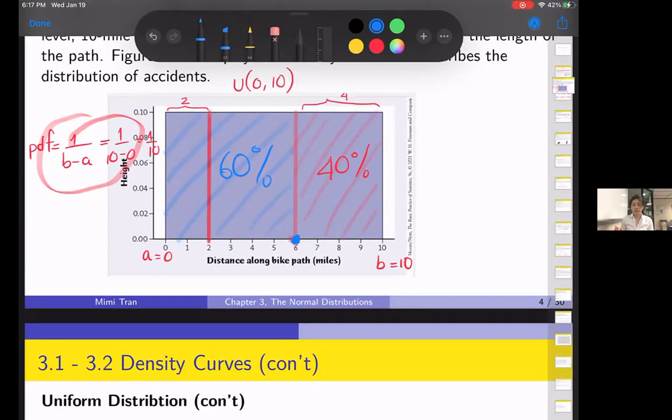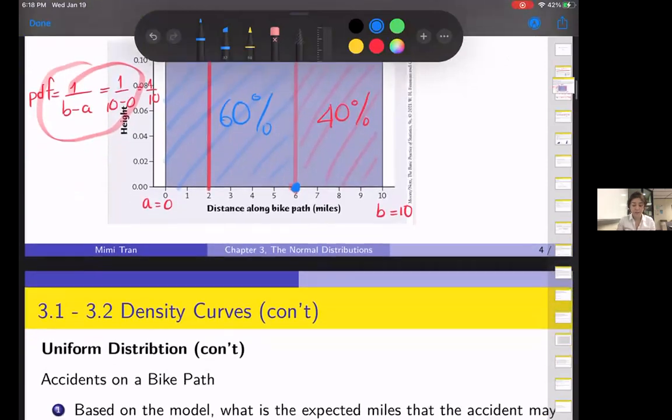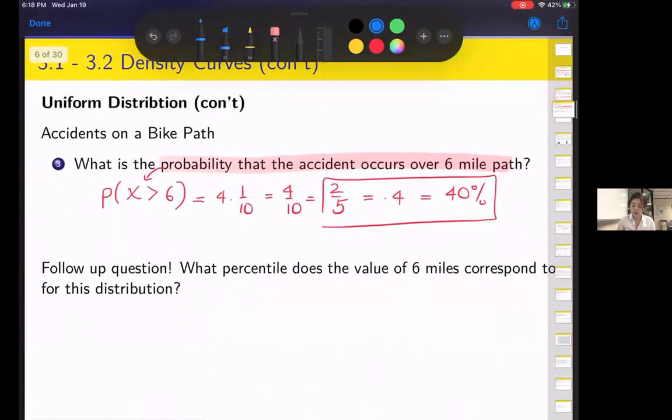Is it 60 or 40? What does percentile mean? It's the percentage at or below, right? At or below. So at 6, at or below is what? At 60% or below, right? So at 6, right there, the percentile corresponding to the value 6 is 60%.